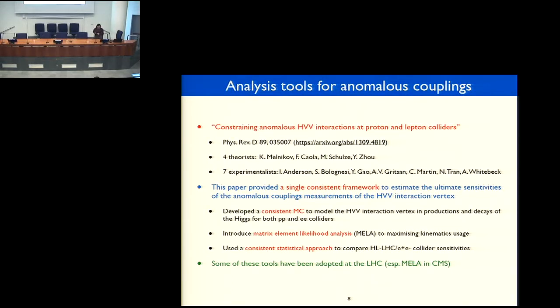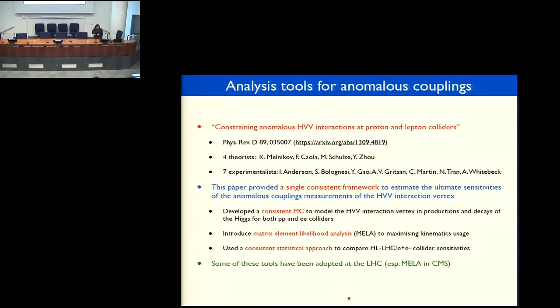You might recognize some of the names, but quite a lot of them have worked on CMS for the Higgs to four leptons. So what this paper is about is that we aim to provide a consistent framework or analysis tools that allow you to estimate the kind of sensitivities of extracting these anomalous couplings associated with the H to VV interaction vertex. So what I meant by consistent is that we have one single Monte Carlo that can simulate this interaction vertex for both e+e- and also for pp.